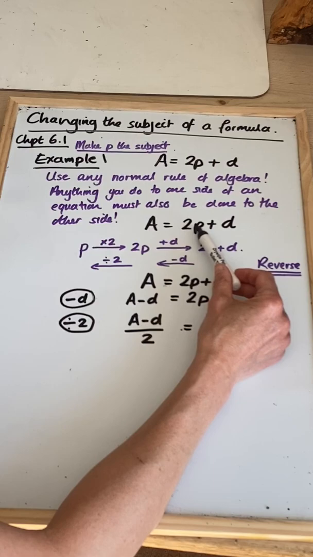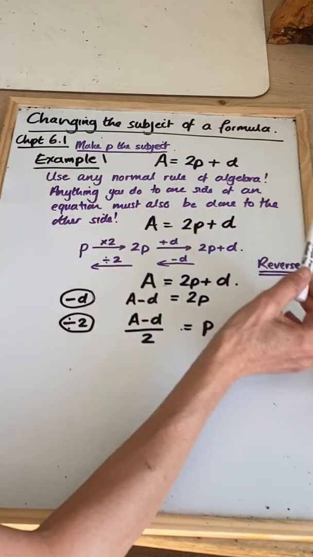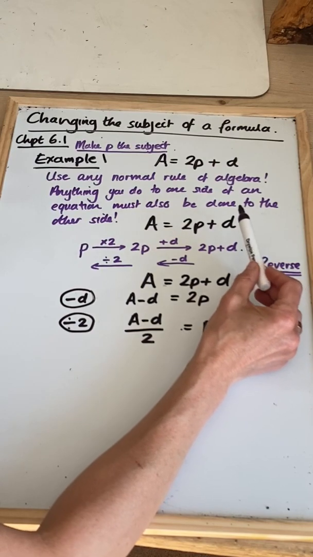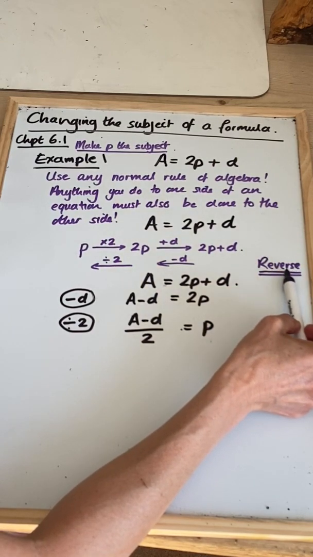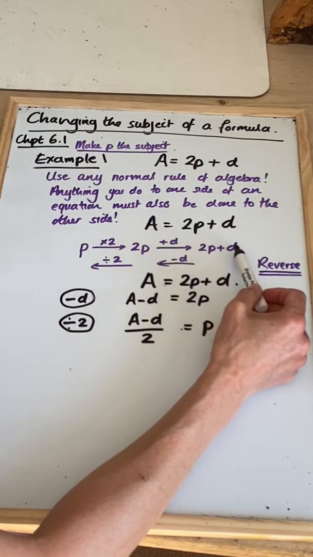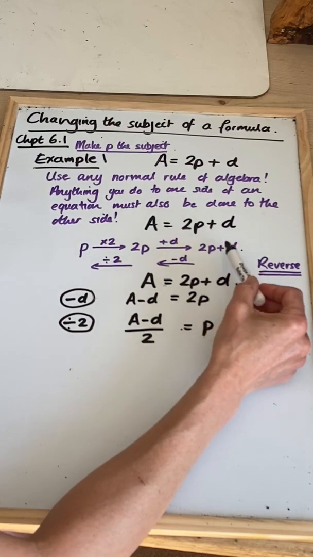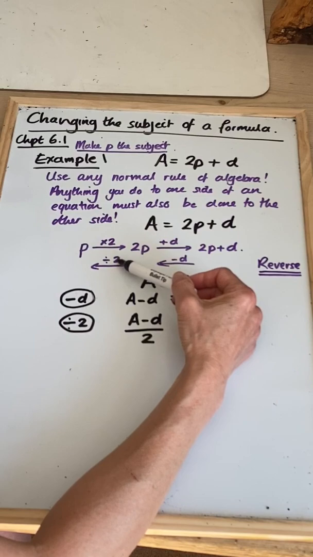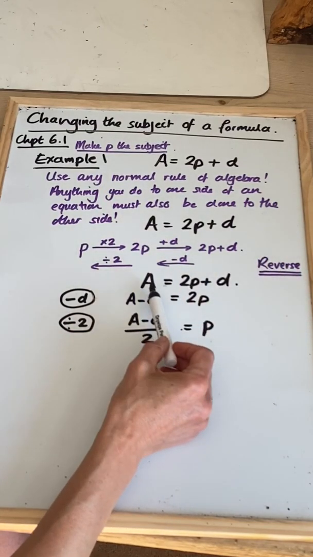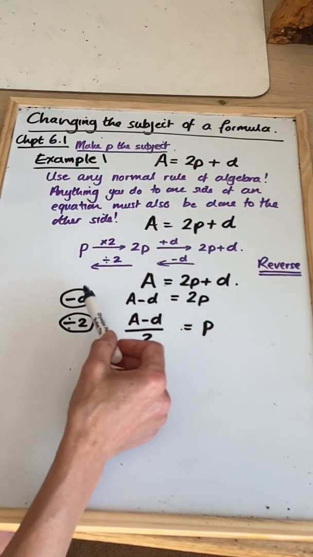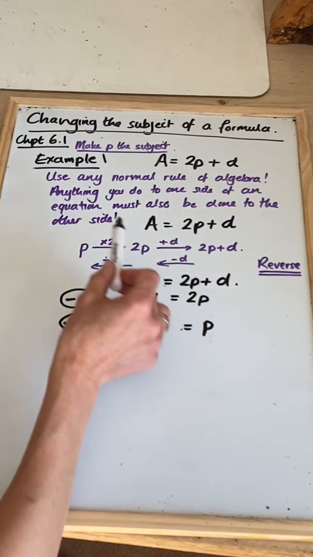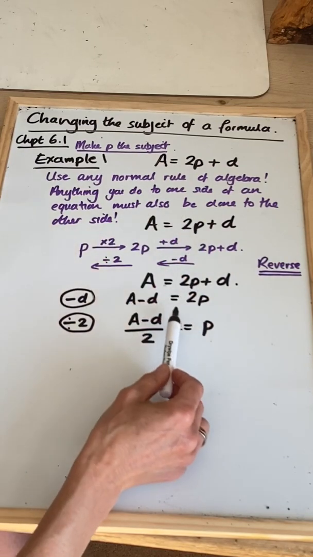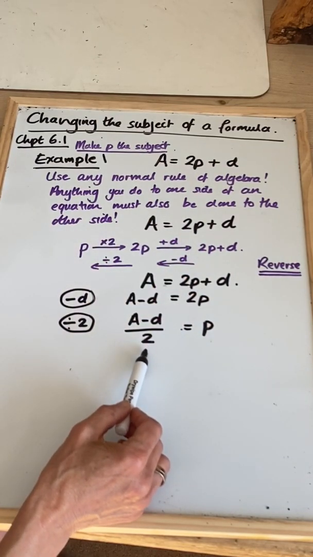To get that p on its own, we've got to strip those things away, but we've got to do them in the right order. And the right order in this case is going to be the reverse order of what happened to it originally. Reverse order in this case was to subtract the d first and then to divide by 2. So you take your formula, you subtract the d from both sides. Remember, anything you do to one side of an equation you must also have done to the other side, and then you divide by 2.